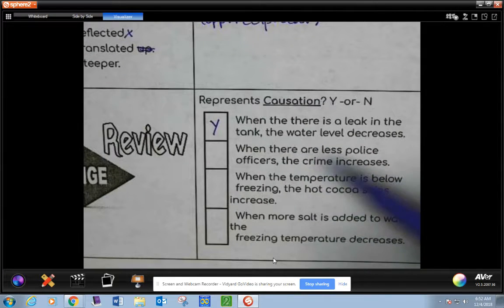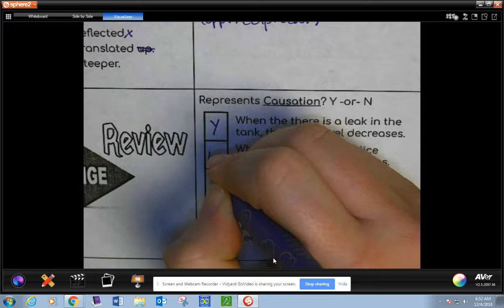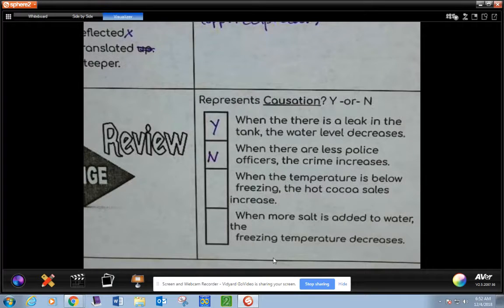Okay, when there are less police officers, the crime increases. Just because we have less police officers doesn't make the crime go up. We could have plenty of police officers and the crime could still go up. So this is not causation. That is not the only reason that the crime could increase. So that doesn't make sense.